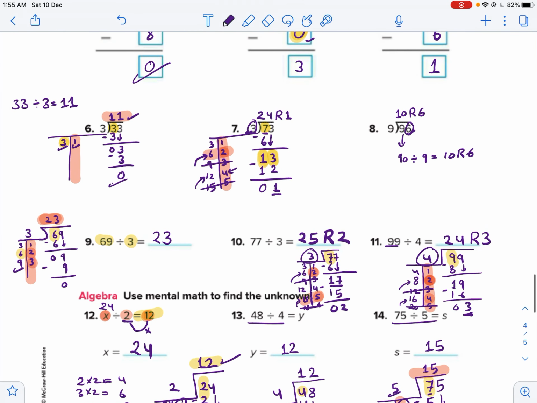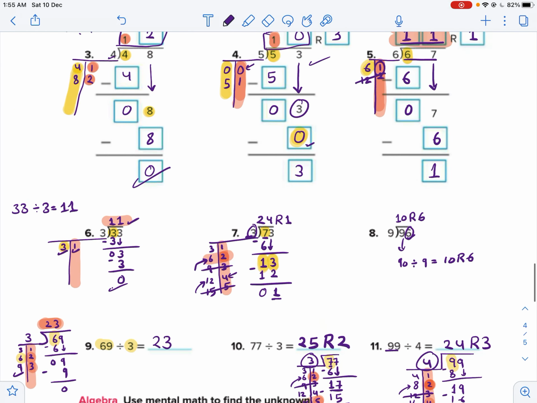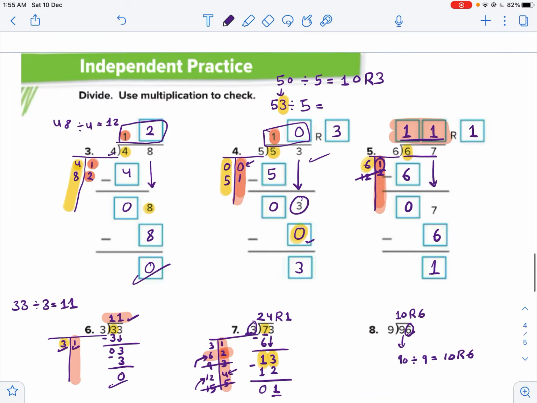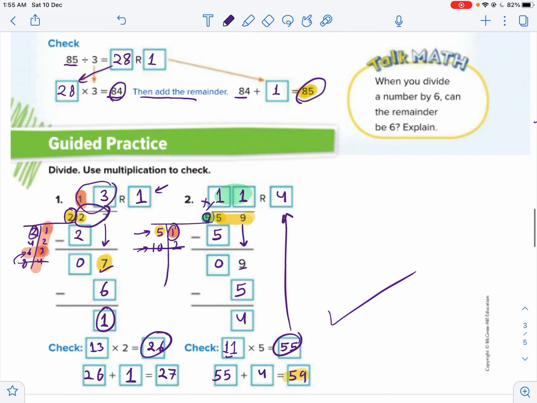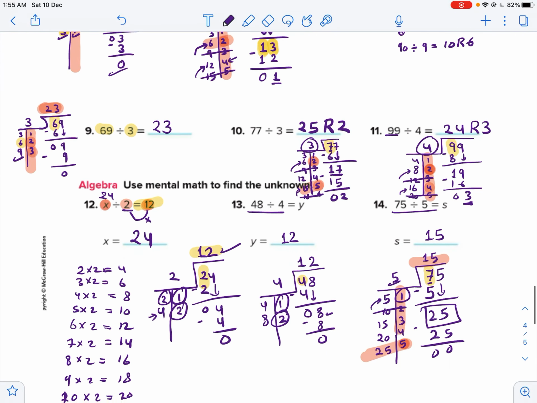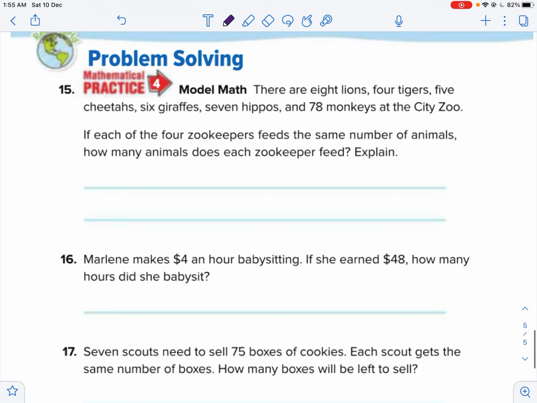Now as you can see, the division depends directly on the times table. We cannot divide without knowing the times table. This is why it is very, very important to know and to remember all of the times tables. Now let's do the problem solving.